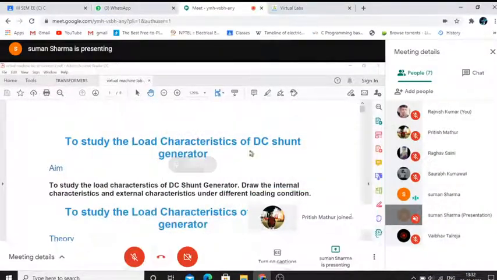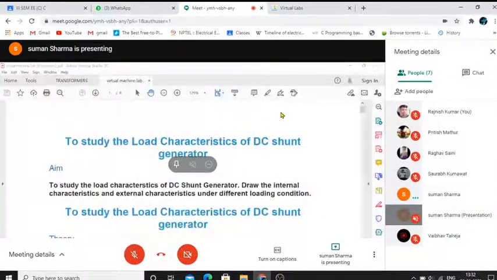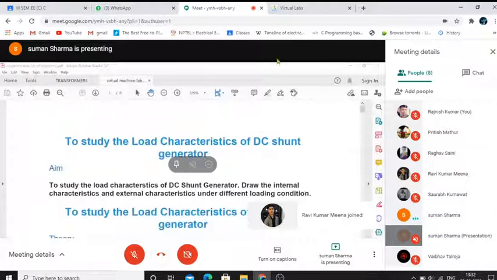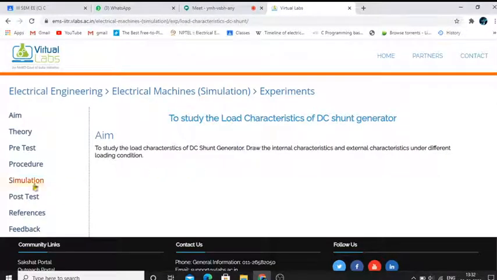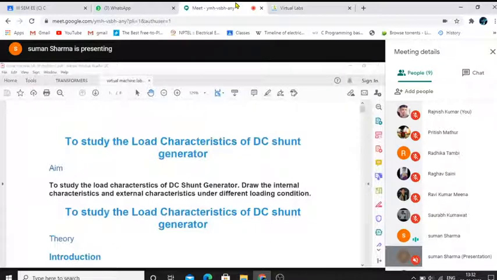So I have written all this in the Word document shared with you. You can directly read from that document, and we will make the connection according to the procedure told. First, what is the load characteristic of a DC shunt generator?